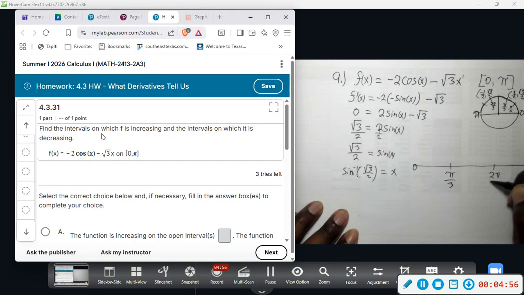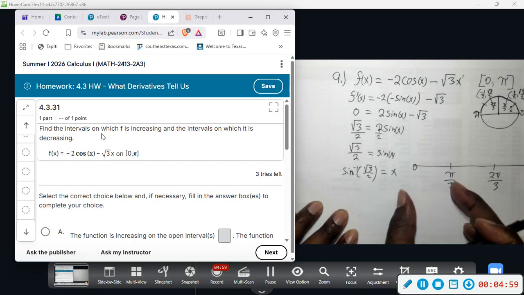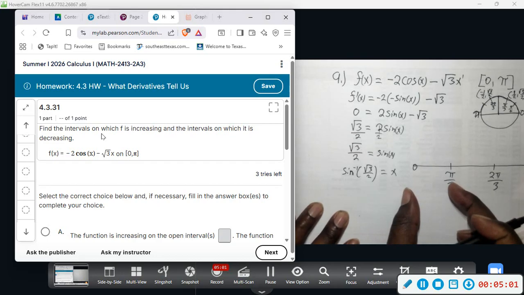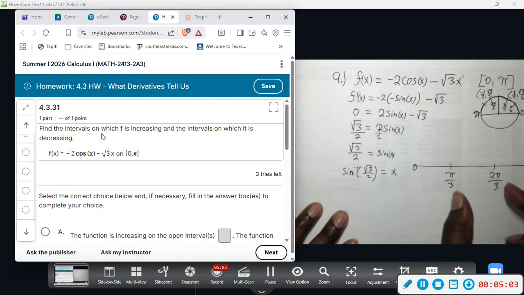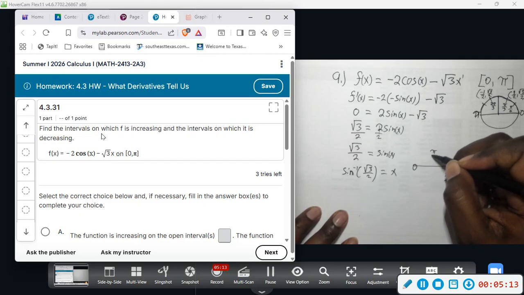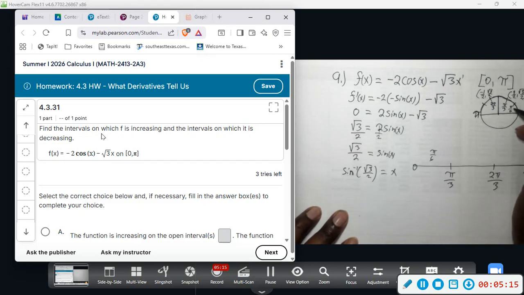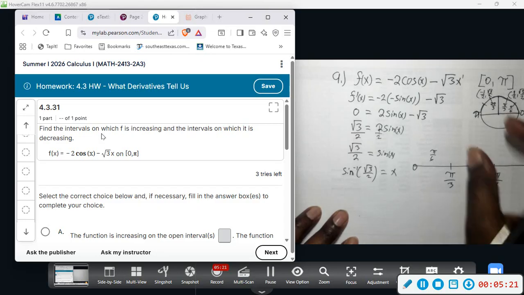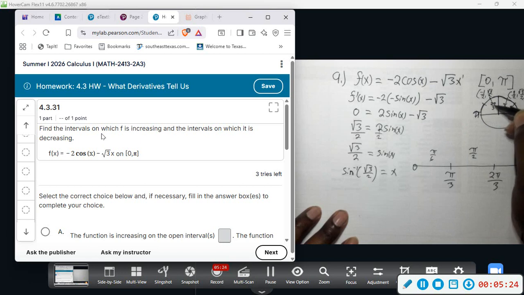2 pi over 3. So we got 3 sections to test to see increasing and decreasing: from 0 to pi over 3, pi over 3 to 2 pi over 3, and then 2 pi over 3 to pi. I'm going to test something in between each of these. So let's just test pi over 6. That's here. We'll test the middle value, which is pi over 2. And then over here, we can test, this will be 5 pi over 6.